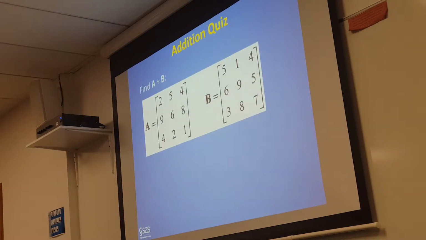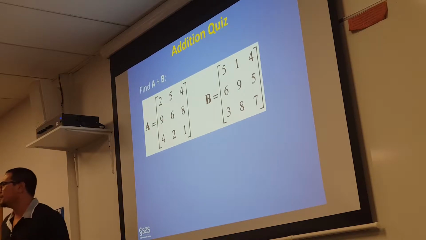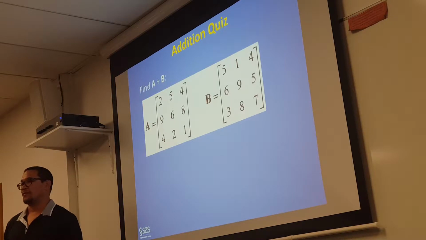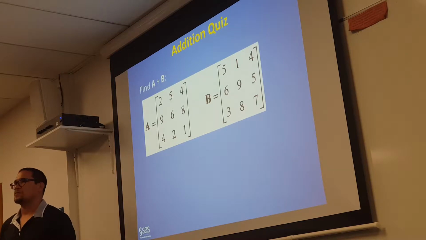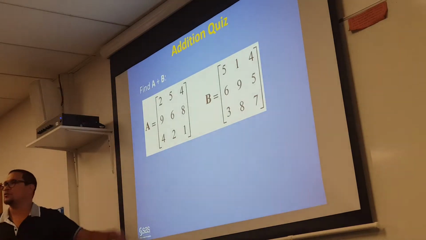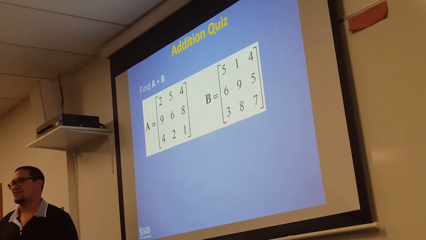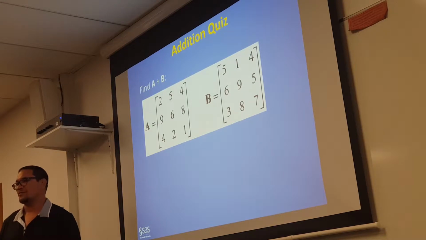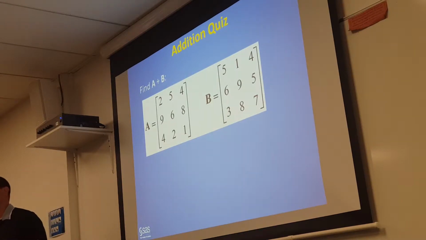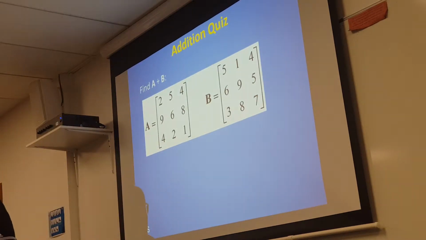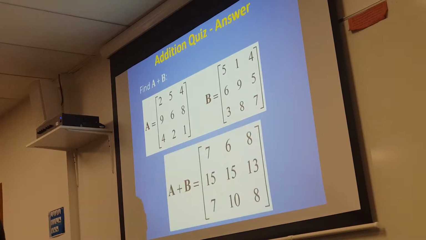Right. So if I was to ask you very quickly, calculate A plus B here, go ahead and do it. It should take you all of 9 seconds to do. All right, what's the answer? Let's read across the rows. 7, 6, 8, 15, 15. Okay, you guys get the idea, right? It's not hard, right? 7, 10, 8, right? In the bottom row.